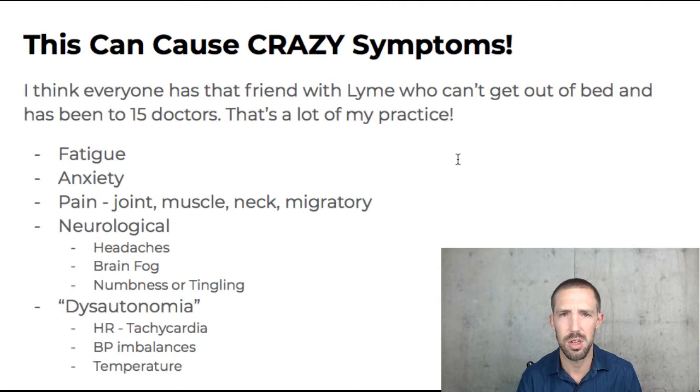So we'll see dysautonomia, where people will have crazy heart rate issues. Their heart rate will skyrocket to high, and then it will drop, or they'll have blood pressure imbalances, or temperature swings, and they think, oh, it's my hormones, and it may be, but still, what's causing it? And a lot of times it's these infections or overgrowths, or the combo of both, as you're going to see.